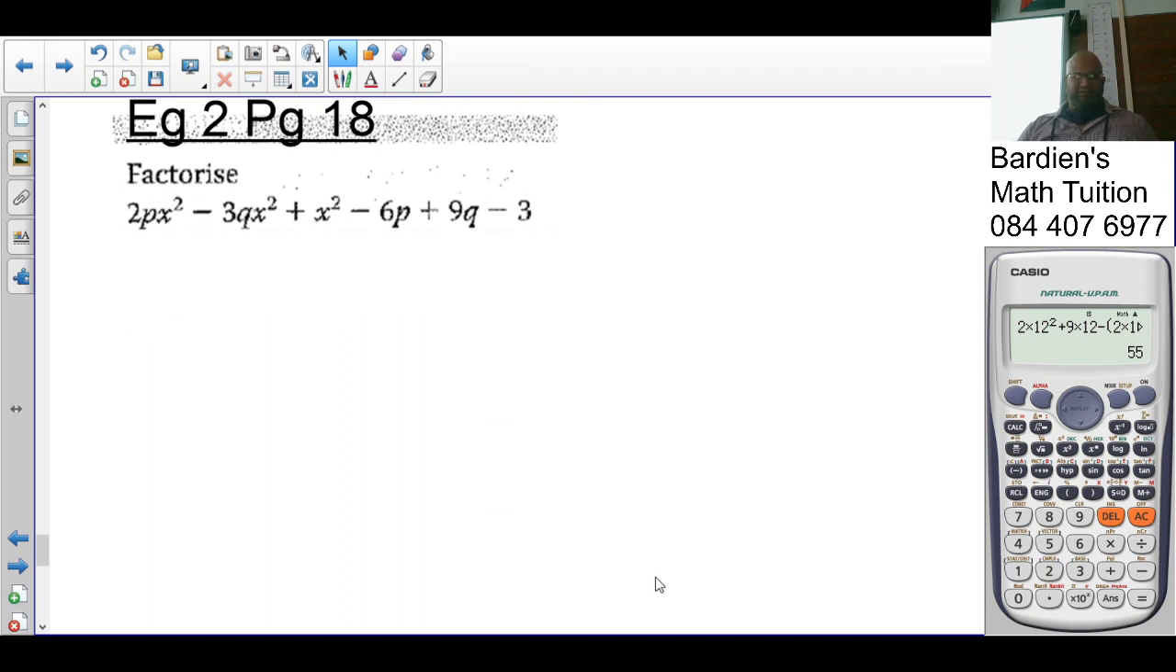Okay, write that sum down. You've got 2px squared minus 3qx squared plus x squared minus 6p plus 9q minus 3.